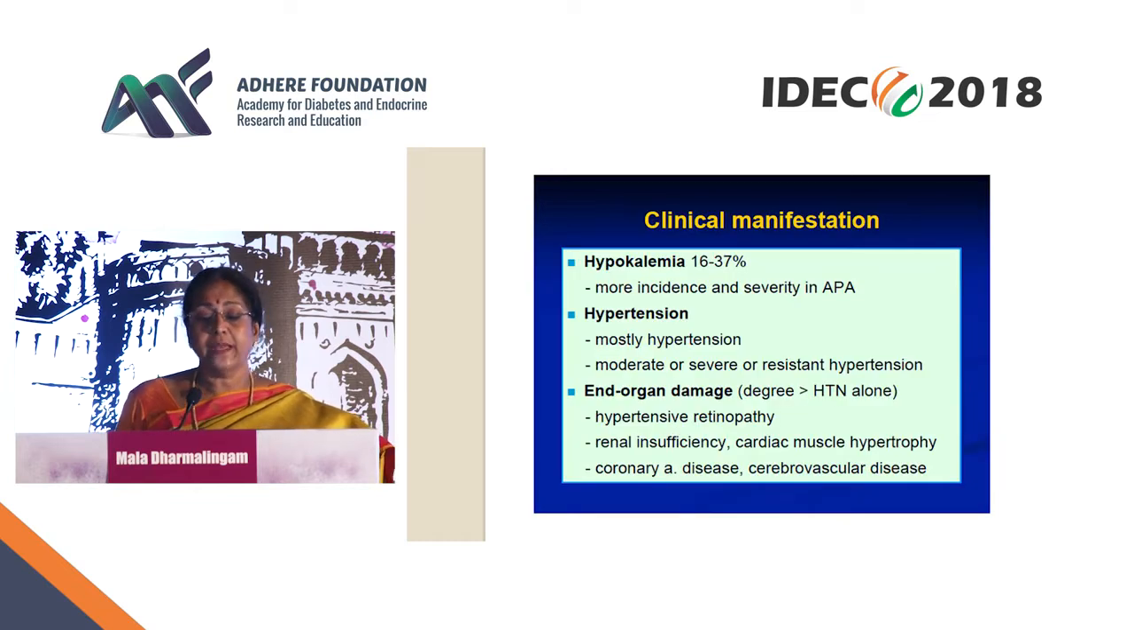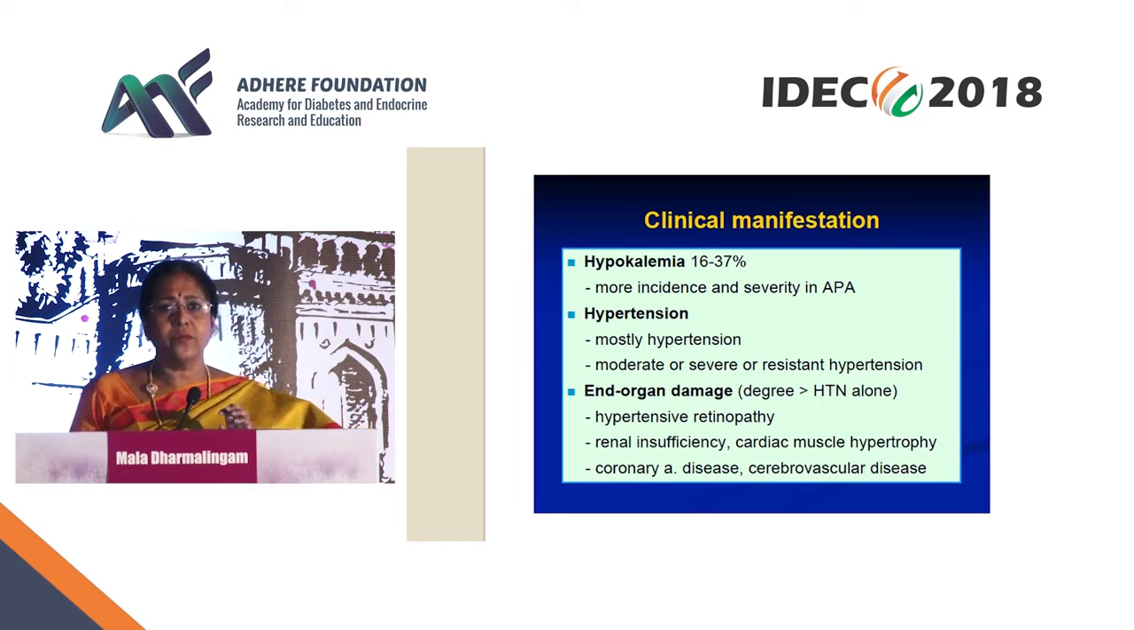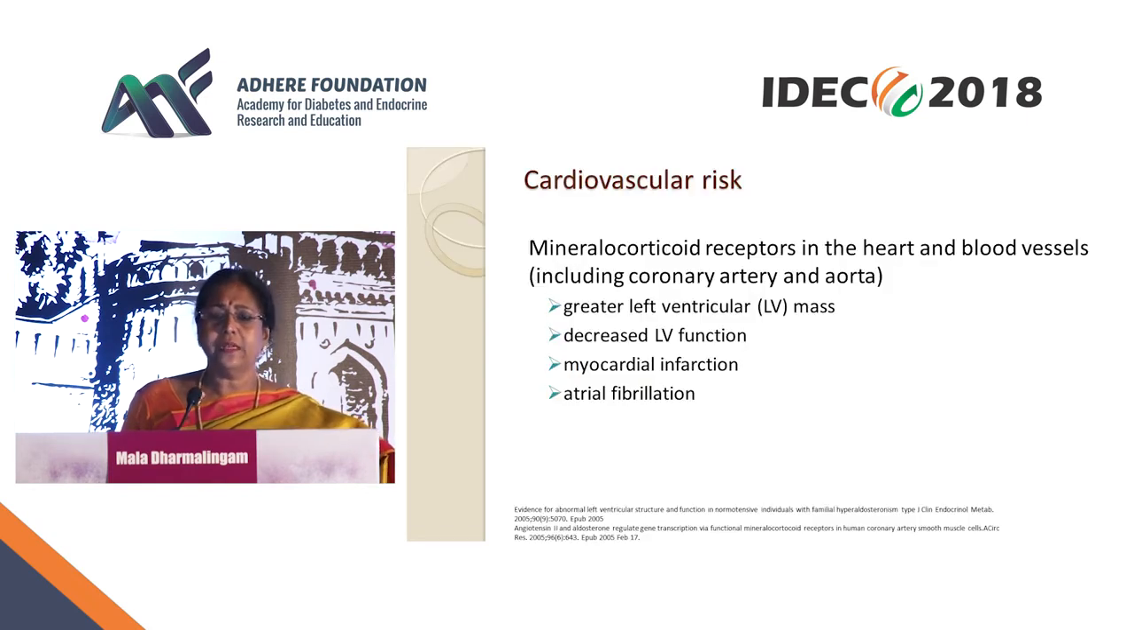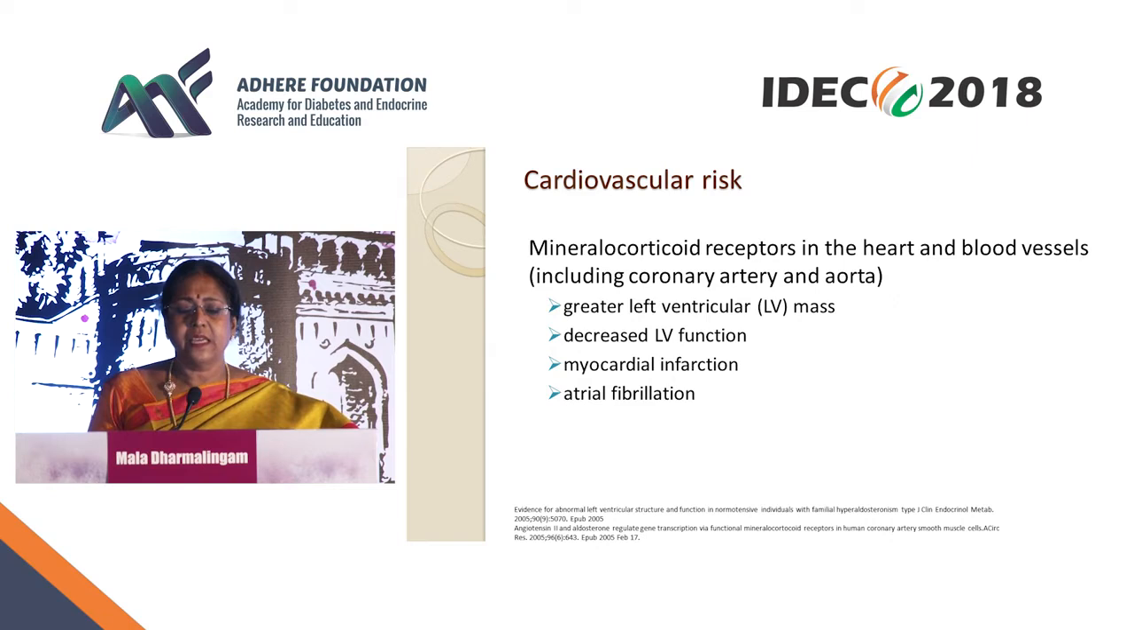So what should you look at? Hypokalemia, hypertension, and sometimes they also come with end organ damage because it has gone unrecognized for long. Especially aldosteronism may not come with very, very high blood pressures. Most of the time they do, but may not also be. They have a little bit of cardiovascular risk. They can cause increased LV mass and LV dysfunction, myocardial infarction, atrial fibrillation.